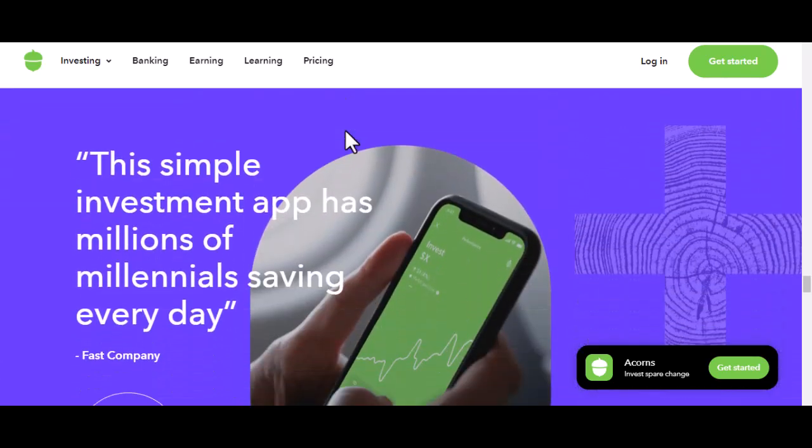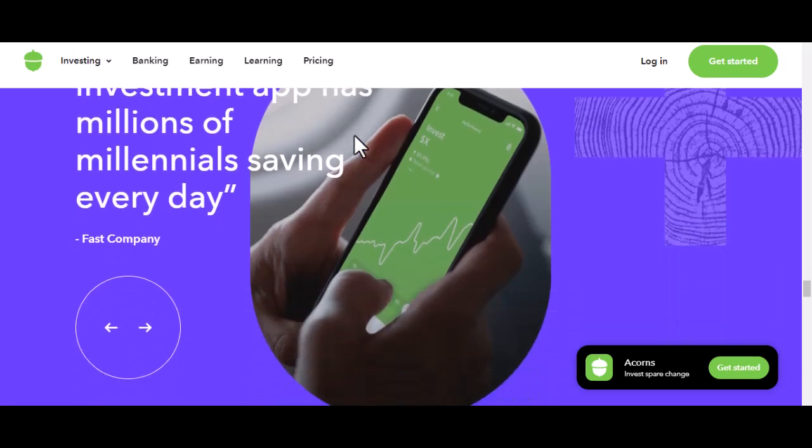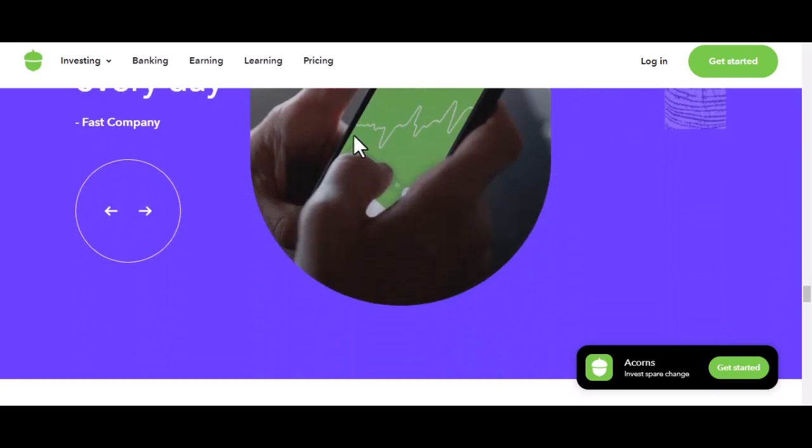And there you have it. Linking your bank account to Acorns might seem daunting at first, but with these steps, you're well on your way to starting your investment journey. Remember, it's about small steps, consistent saving, and letting time work its magic.